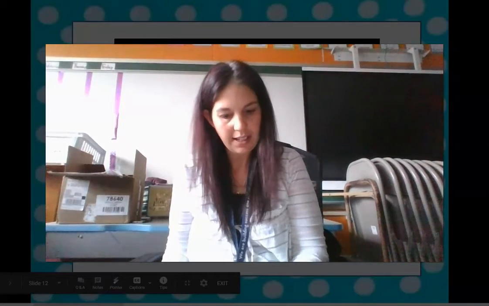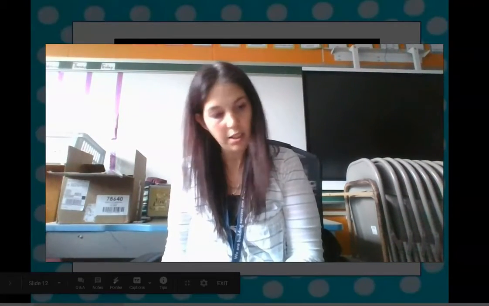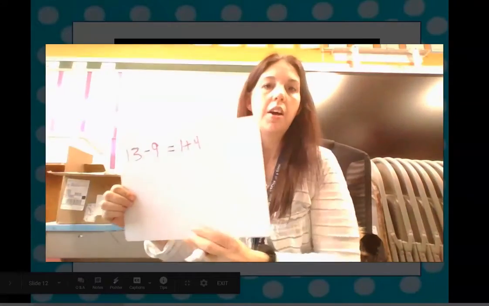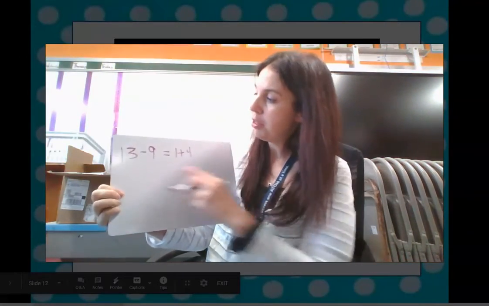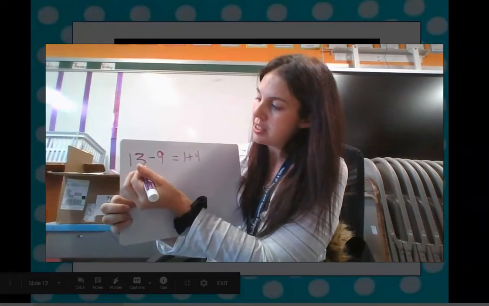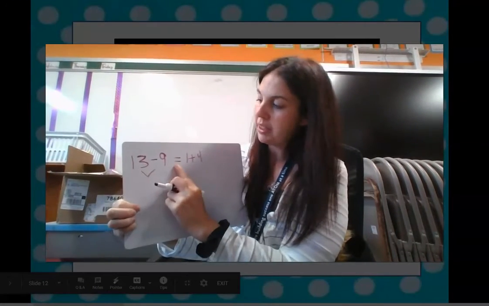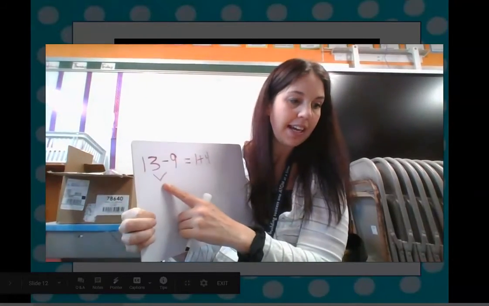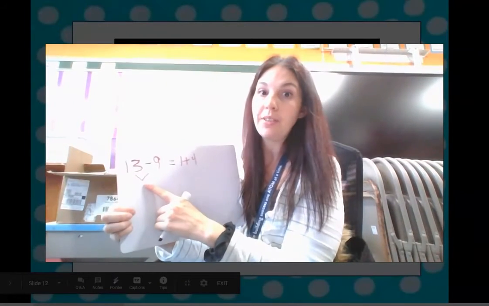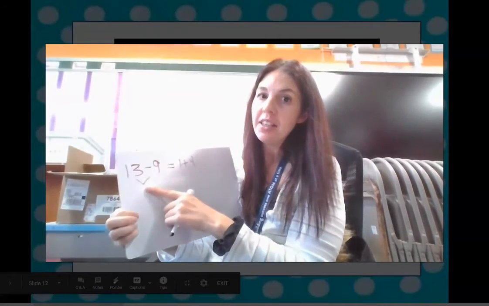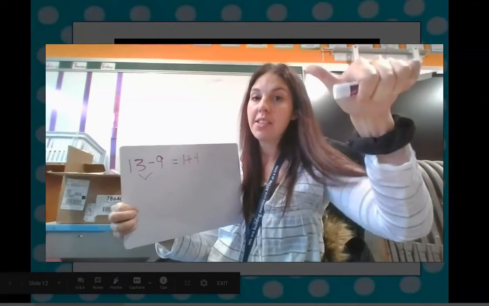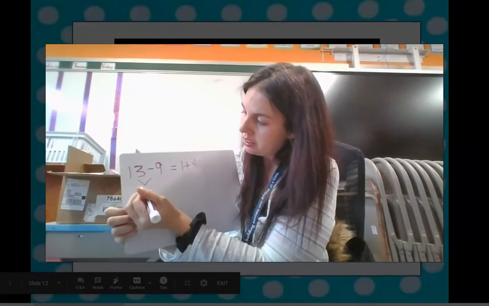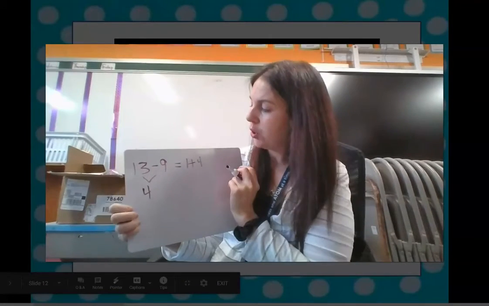13 minus 9, 1 plus 4. Okay, let's look at this one. So 13 minus 9, we're going to do this one first. Remember, we're going to look at the equal sign. We're going to say, what's on this side? Let's see. 13 minus 9. One way you could solve that, if you don't know off the top of your head, is you could say 9, 10, 11, 12, 13, 4. Okay. So 13 minus 9 equals 4.